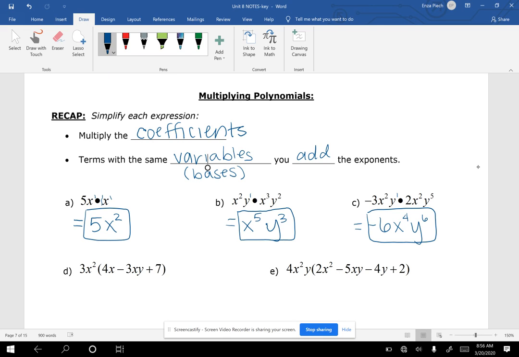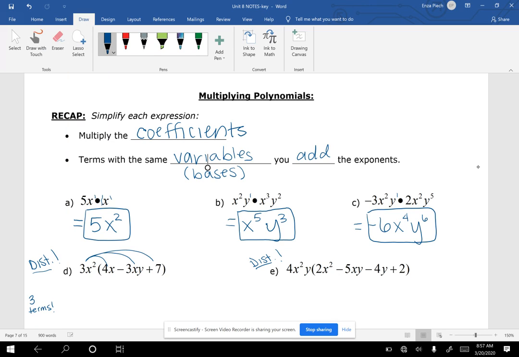For D and E, we're going to distribute. Because we've got these parentheses and we have a monomial on the outside, what we're going to do is distribute this first value to all of the quantities inside of the parentheses. So we have 3 terms inside the parentheses, so our answer should have 3 terms.